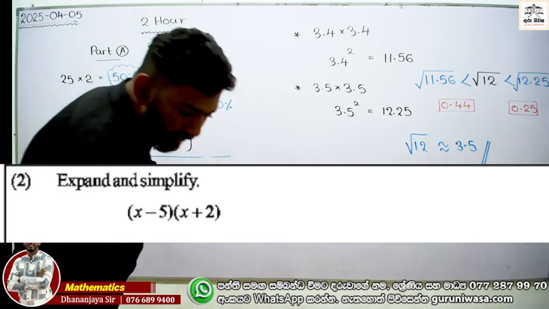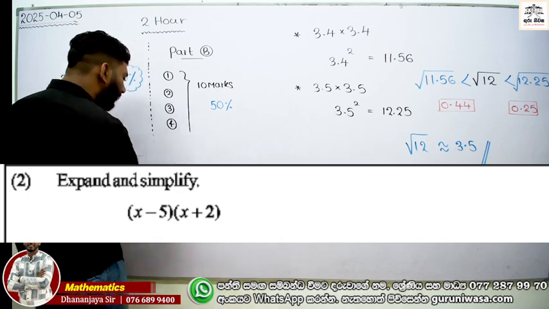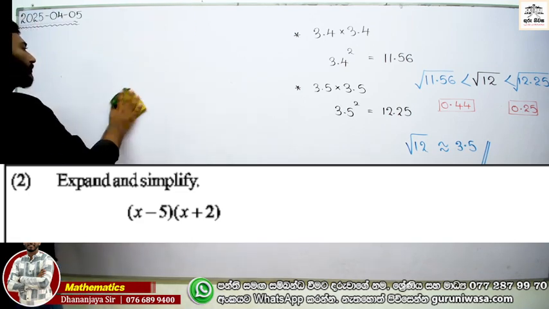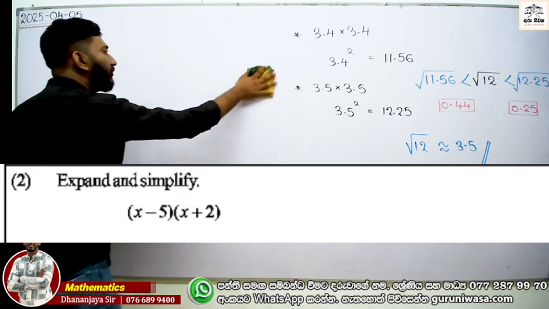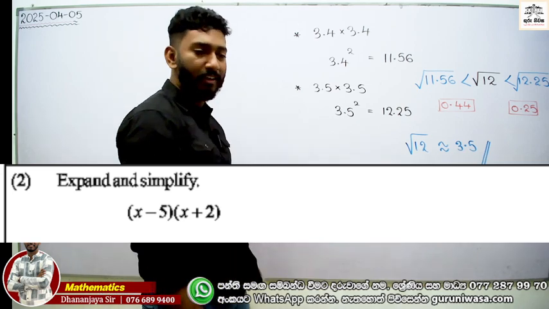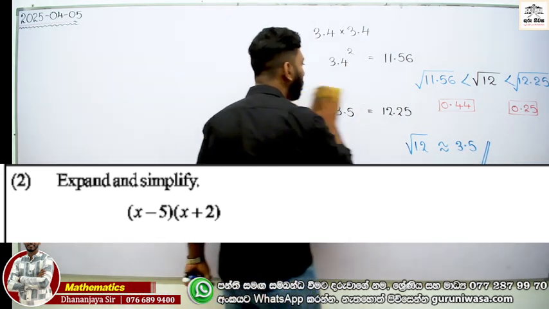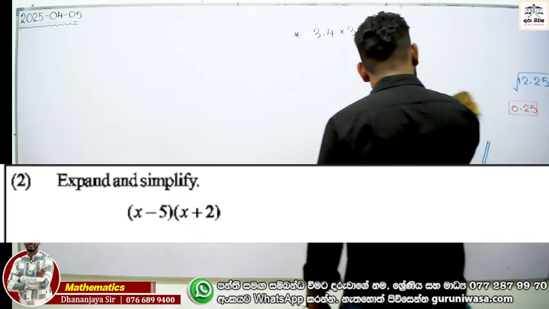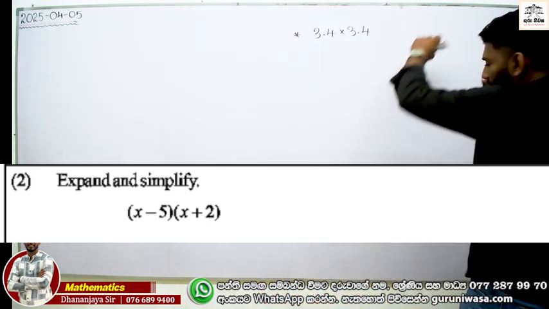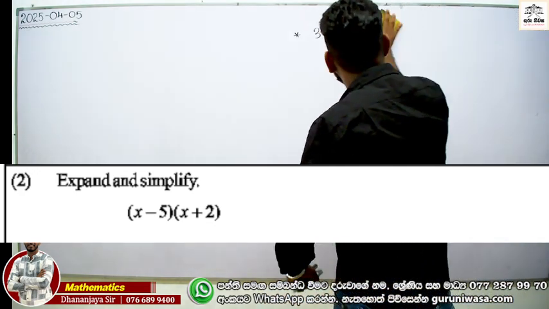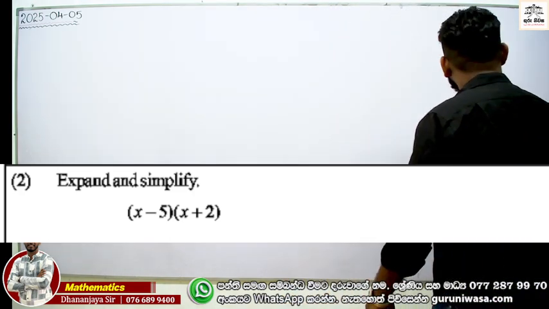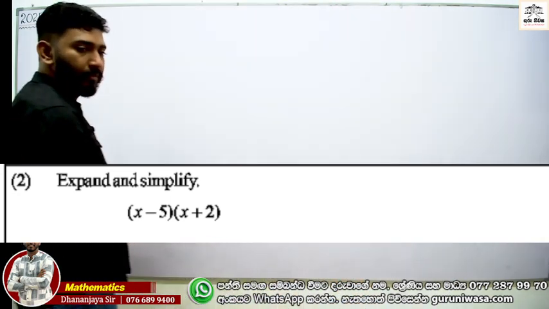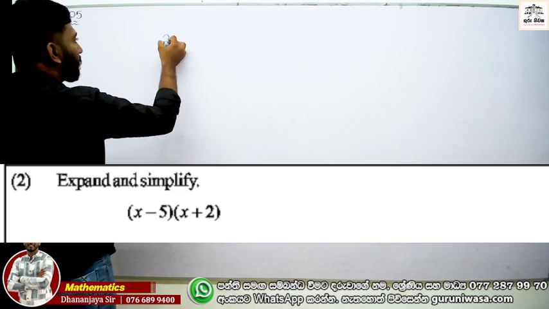Right. Second one, expand and simplify. Expand and simplify, and you know how to expand these brackets, right? Hurry up. Expand and simplify. X minus 5, x plus 2.